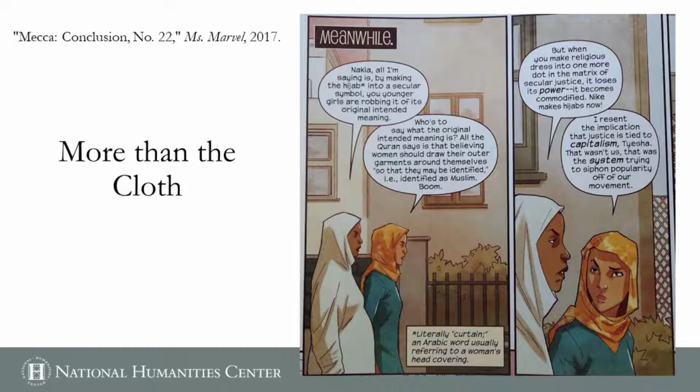Nakia, who does veil, is saying, well, who knows what the Quran meant? All the Quran says is that you should gather your garments around you so that you can be identified. And she says to be identified as a Muslim, which harkens back to what I've been talking about, that the veil becomes this identifier of Islam. And that women, by extension, have to carry that burden of always being the outward projection of Islam.